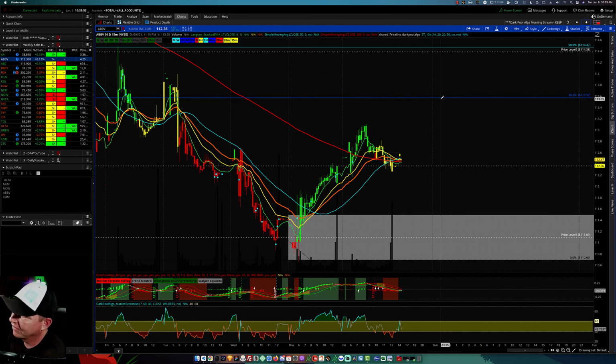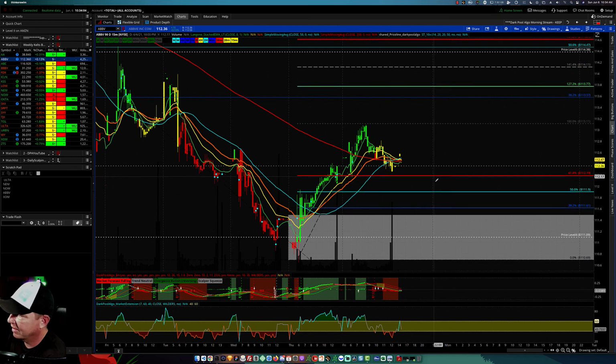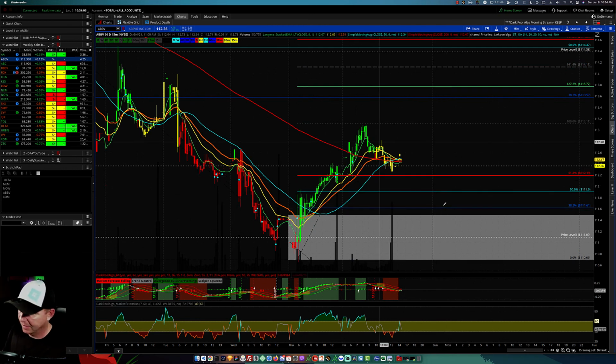Once these moving averages sort themselves out, we could look for a potential move to 113.50, followed by 114. However, if we have to retrace even further, we may need to come down and test 111. Let me show you what I did there.